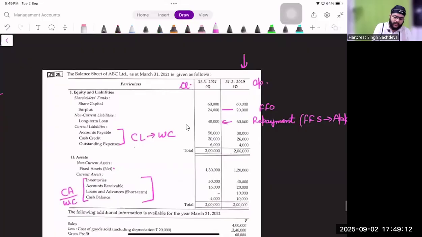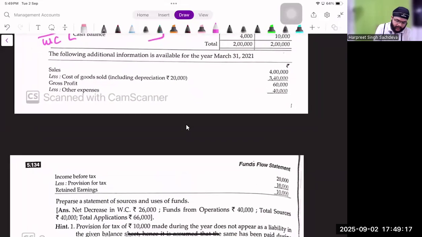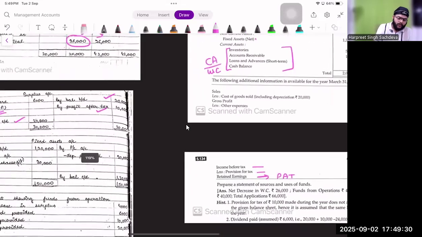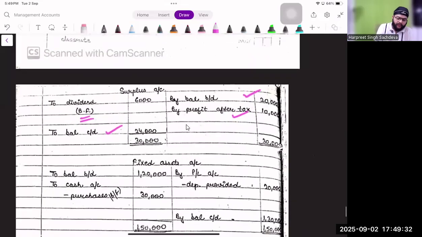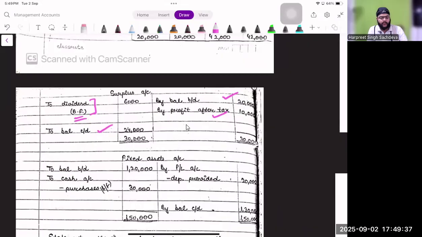Surplus, opening balance is 20,000, closing is 24,000. Profit after tax, where is it? This one. This is income before tax, this is provision for tax, and this is profit after tax, 10,000. So as we know profit after tax, we can find the dividend from this point. Yes or no? 6,000 comes out to be the dividend. Everyone, yes or no?